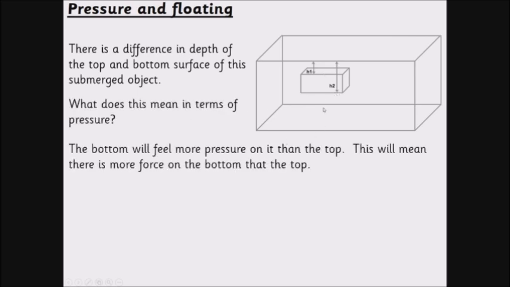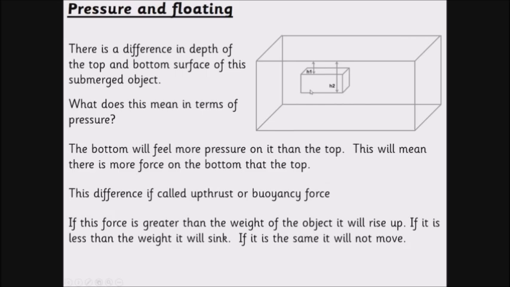Well, if you think about it, the pressure at the bottom will be greater than the pressure at the top. And remember, pressure acts at right angles to any surface. So there is going to be a force on the bottom which is greater than the force on the top. The force on the top will act downwards, the force on the bottom will act upwards. This will mean there is more force on the bottom than the top, and this difference in pressure is called upthrust, or the buoyancy force. So what we're saying is that this will float, okay?